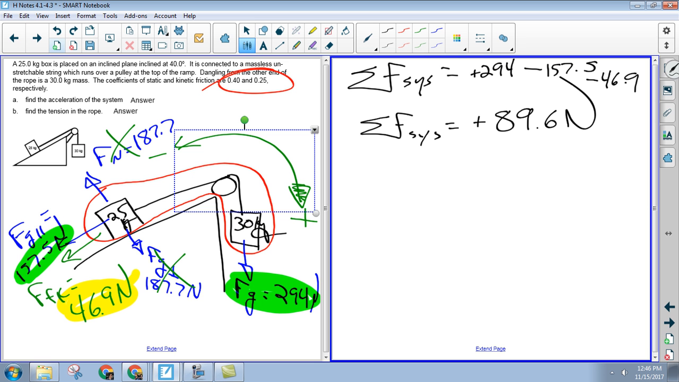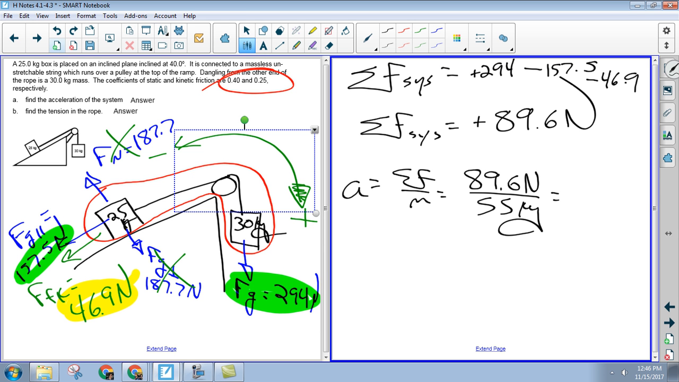Follow? All right, so now what can we do? Find acceleration. Yeah, once you've got your net force, find your acceleration. Acceleration is net force over mass. So our net force is 89.6 newtons. What do we use for the mass, you guys? Total mass of both blocks. Good, very good. Yeah, the total mass, right? Because the whole system is moving, right? And the whole system has a mass of 55 kilograms. So there's our acceleration. To me, getting to that point is the hard part.